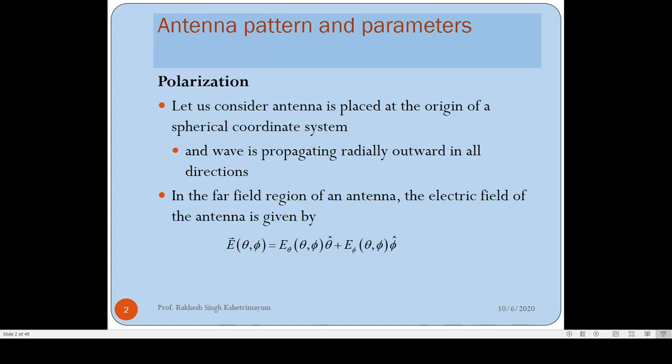So in this class, we'll discuss polarization, which is one of the most difficult topics for most of the students. What is the polarization of the antenna? Basically, consider an antenna placed at the origin of the spherical coordinate system, radiating fields in all directions. Somewhere far away from the antenna, in what we call the far field region, you can represent the electric field of such an antenna in terms of its theta and phi components. So the electric field in the far field can be expressed in terms of the theta component E theta and the phi component E phi.